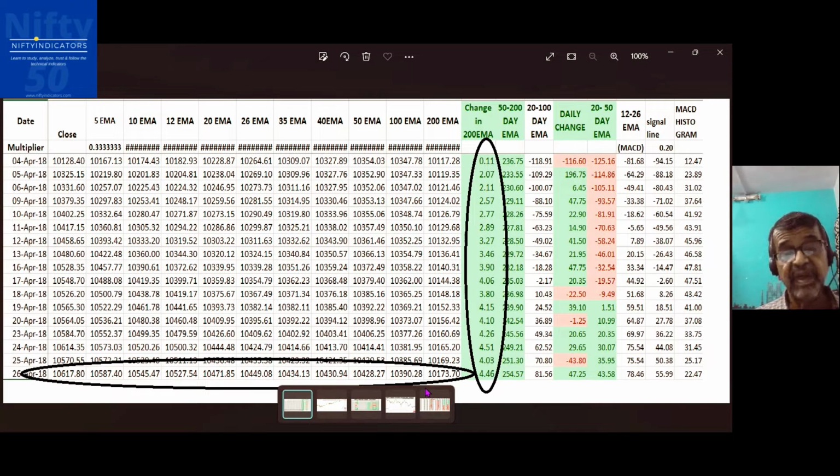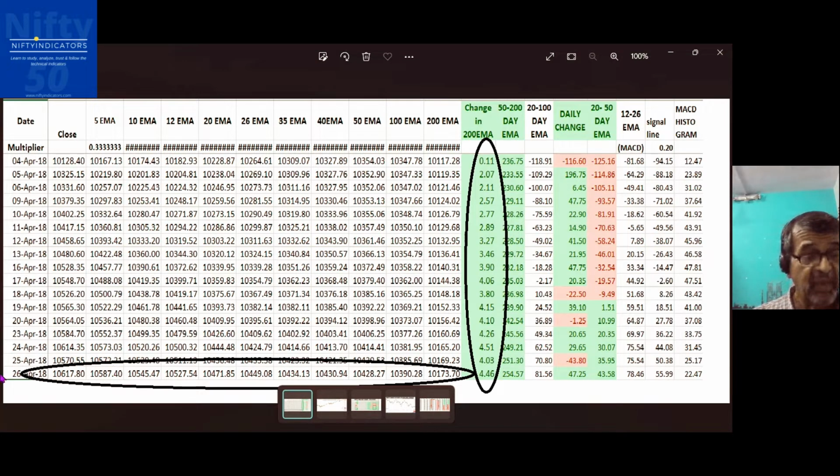And you see here how beautifully the moving averages are moving. When the moving averages are moving step by step, for example, here on 4th of April, you see 200 EMA is 10,117, 100 EMA is 10,347, 50-day EMA is 10,354, 40-day EMA is 10,327, 35-day EMA is 10,309. So what actually is happening is it is not a very step-by-step movement here.